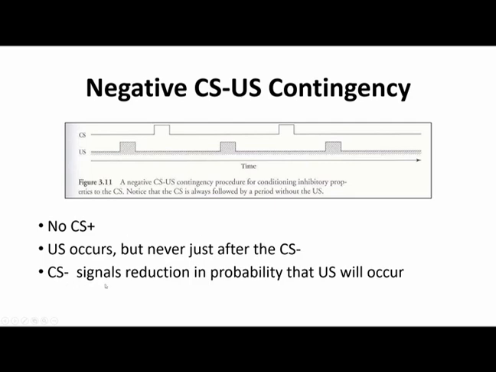So our CS minus signals a reduction in the probability that the US will occur. Now this works best if there's a 0% chance of getting the US while the CS is present. Basically saying that there's never any overlap between them. We see a lot more learning when there's no overlap at all. But we still see some learning even if it's just a reduced probability of them co-occurring.